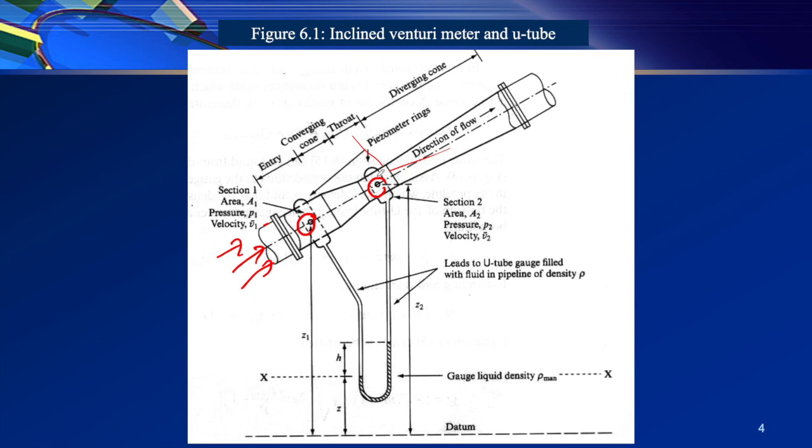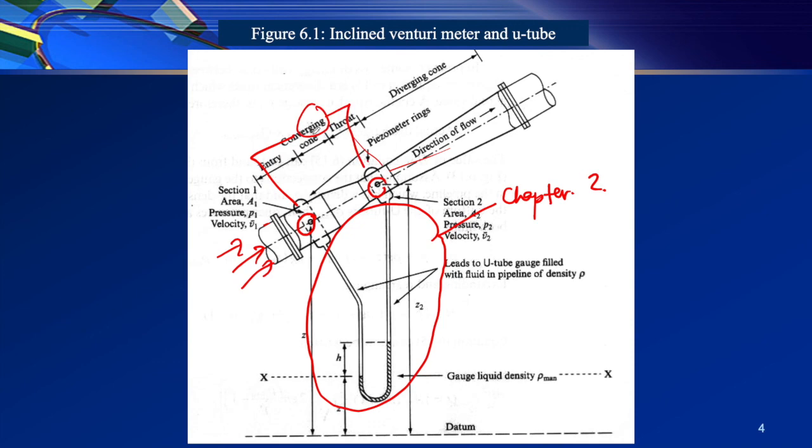Now, in order for you to determine the pressure difference between these two points, you have to put in another instrument. For example, as you can see here, this instrument you've learned from chapter 2. Either they put a differential instrument that could measure this pressure difference, or maybe you have some other instrument here. Or if they don't put it in the question, they might give you the differential pressure already. But sometimes they will give you this kind of figure. So this figure comes from chapter 2. In order to solve the pressure difference between section 1 and section 2, you have to solve it using a chapter 2 concept.